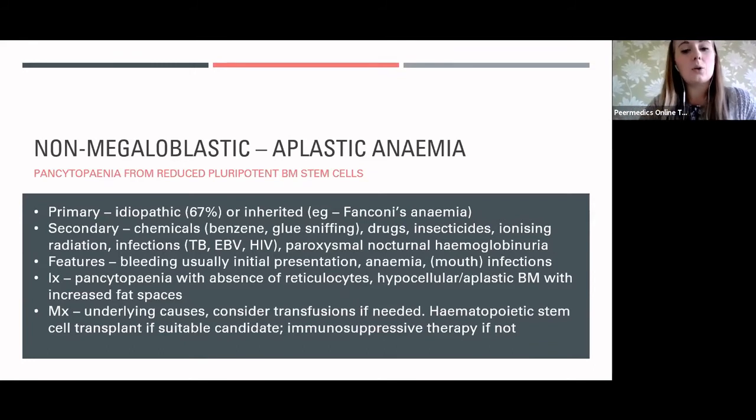So treat any underlying causes, and consider transfusion if your patient's hemoglobin is low enough. You might be able to consider stem cell transplant if you've got a suitable candidate, but that therapy has really high mortality, and you need a suitable HLA donor as well. And you can consider immunosuppressive therapy if that's not an option for your patient.